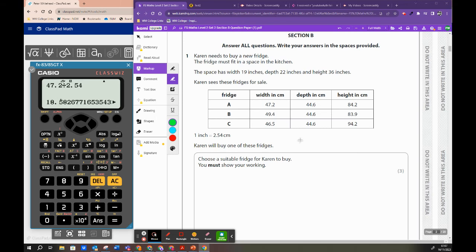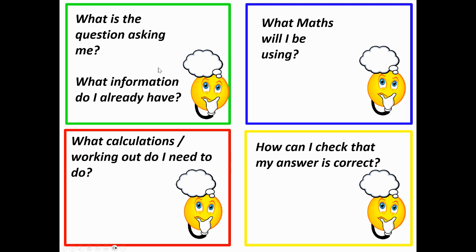Hello, question 1. So the first thing I'm going to do is to mark it up using our boxing up method. Quick revision of what that is. I'm going to mark up in green, thinking about what am I being asked? What information do I already have? Then in blue, most importantly, I still need to start making a connection with what maths I'm going to be using, then going on to what calculations I need to do, and then at the end, checking that I've done the right thing. So that not just is my answer correct, but have I done what I've been asked to do? Okay, let's start.